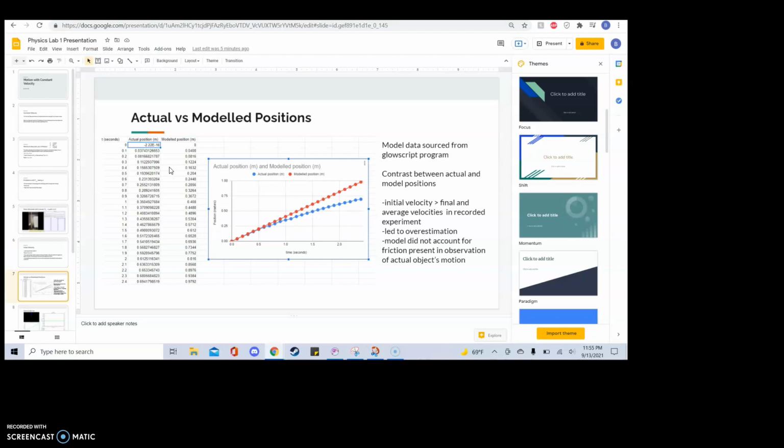The actual and modeled positions are shown here, and there is a decent contrast between the actual and model positions as shown by this deviation. This could be due to the initial velocity being greater than the final and average velocities, and this led to an overestimation. The model did not account for friction or weight force or any things that were included in the observation of the actual object's motion.